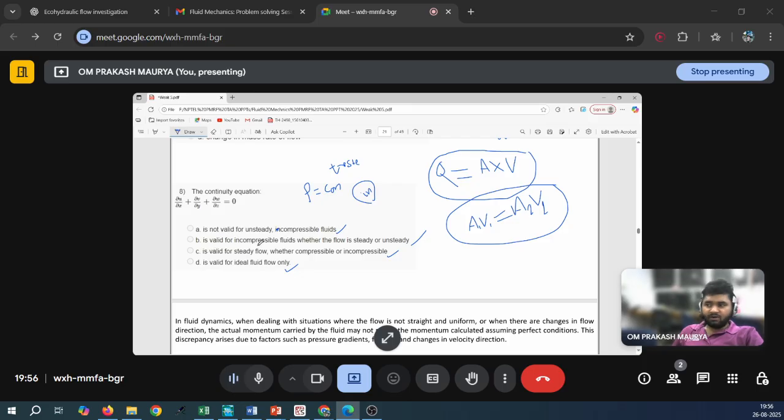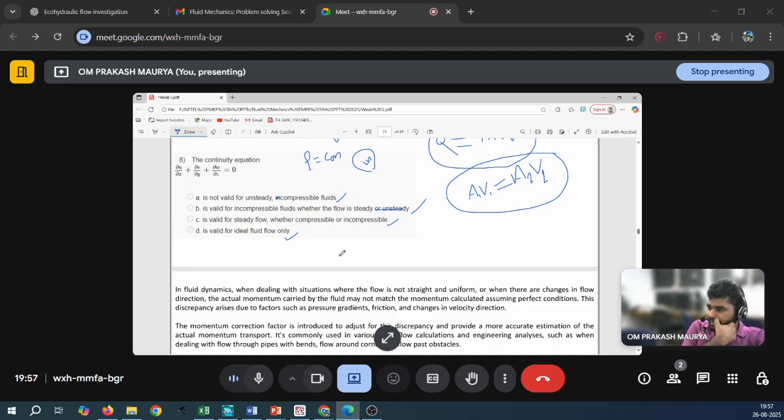Is it valid for incompressible fluid whether the flow is steady or unsteady? No, only steady, not unsteady. Is it valid for steady flow whether compressible or incompressible? You should also try to understand this. And is it valid for ideal fluid flow only? So we have four options.